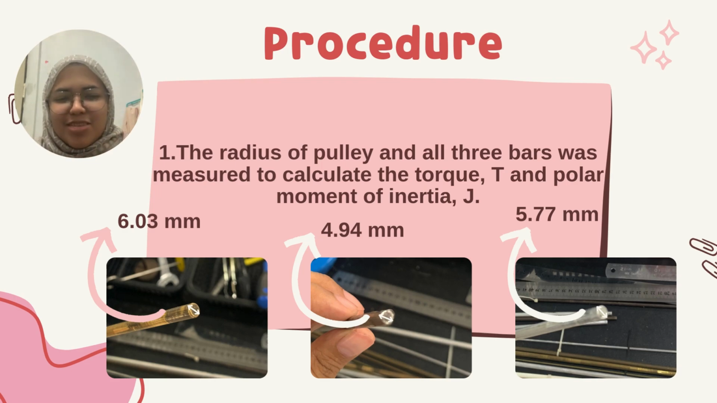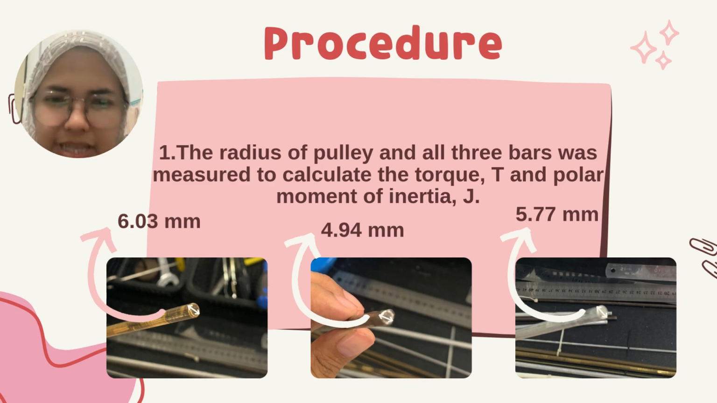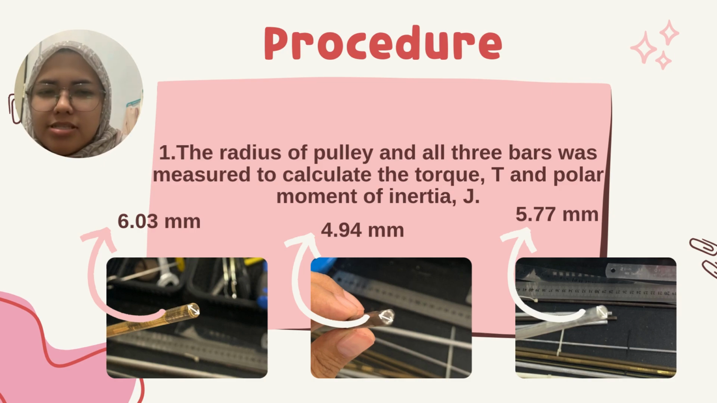Assalamualaikum warahmatullahi wabarakatuh. My name is Hanan Delisha and I will be presenting about the procedure. So for the first step, the radius of the pulley and all three bars was measured to calculate the torque and polar moment of inertia. So the diameter for copper was 6.03 millimeter, and for steel is 4.94 millimeter, and aluminium is 4.77 millimeter.